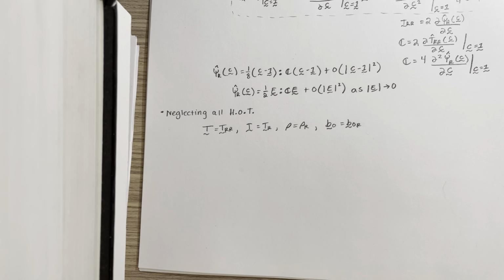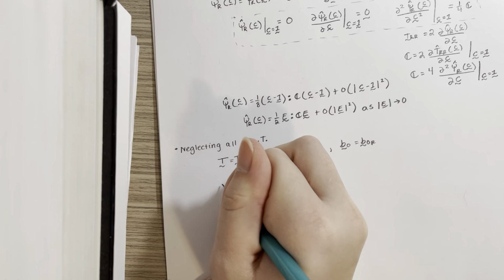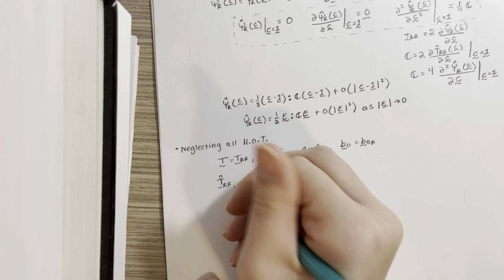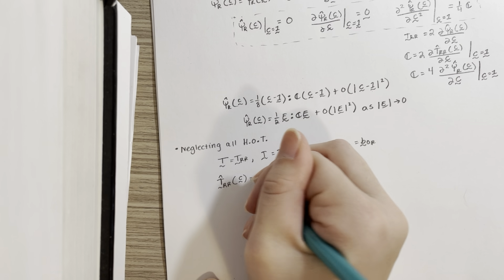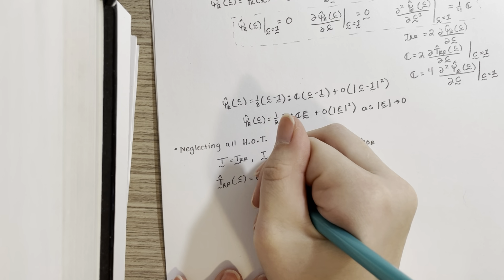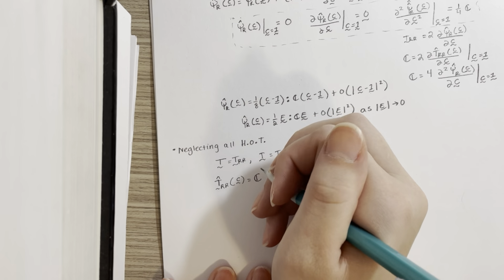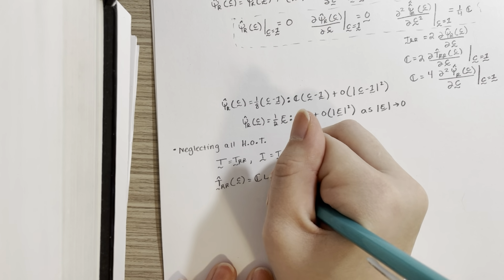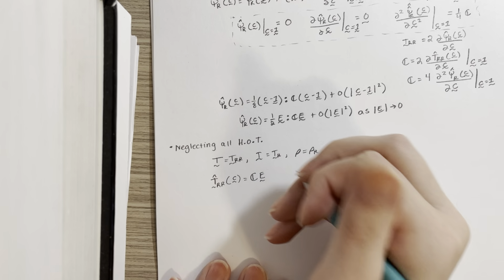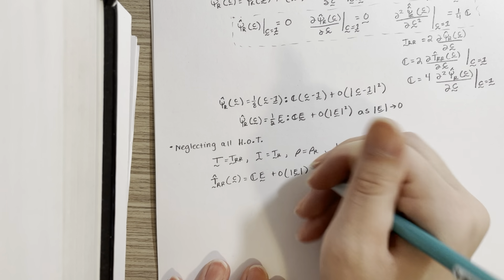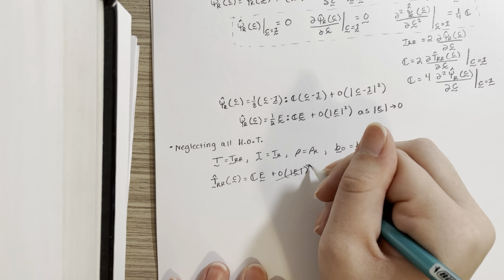So now from our Taylor series expansion, since we're neglecting all of our higher order terms, we have that our second Piola-Kirchhoff tensor is equal to our elasticity tensor times the Green-St. Venant tensor plus some higher order terms. But we just said that these are going to 0.